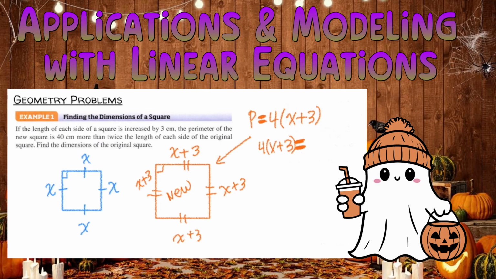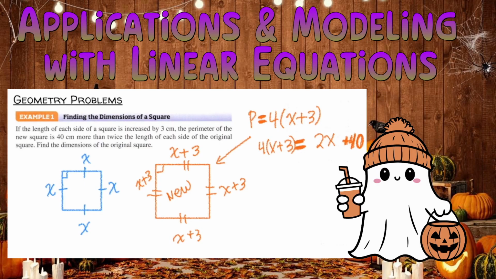40 more than twice the length of each side of the original square. Yikes, that was a lot. Is 40 more than. That means I'm tacking on a plus 40 at the end. 40 more than. If it was 40 less than, then you're subtracting a 40 at the end. Okay? 40 more than twice the length of each side of the original square.